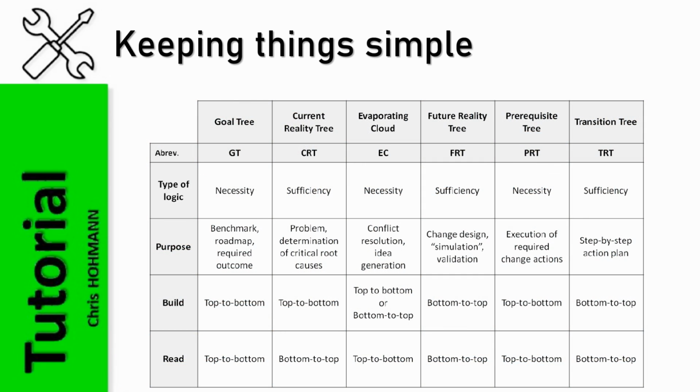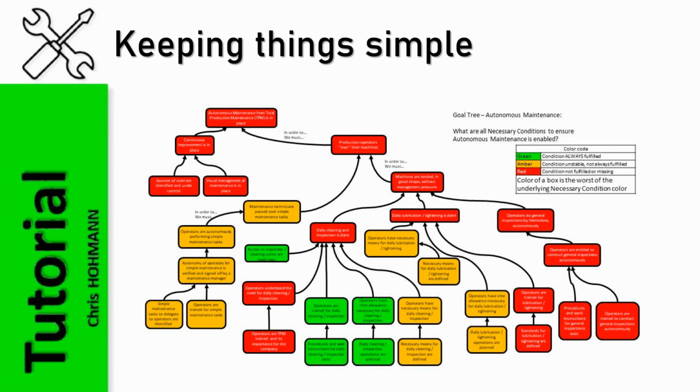Why then should we need to switch to the next tool, the current reality tree, which uses a different kind of logic for likely pointing at the same issues? Sticking to the sole goal tree helps to keep things simple.